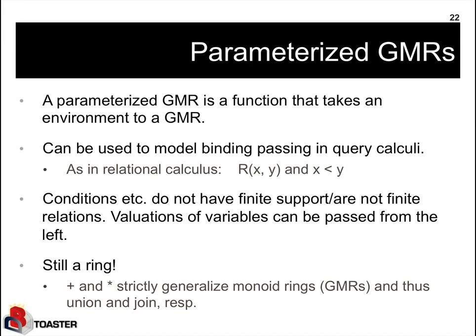Now we're going to actually truly generalize these GMRs to functions. They will take parameters, and only if you are given parameters, then we will be able to evaluate these GMRs. So in that sense, they would be second-order functions. We will be able to use these GMRs to model binding passing in our query calculus. So that's similar to relational calculus. In relational calculus, I can say something like r of x, y, and x less than y. And this and x less than y is what corresponds to a selection in relational algebra.